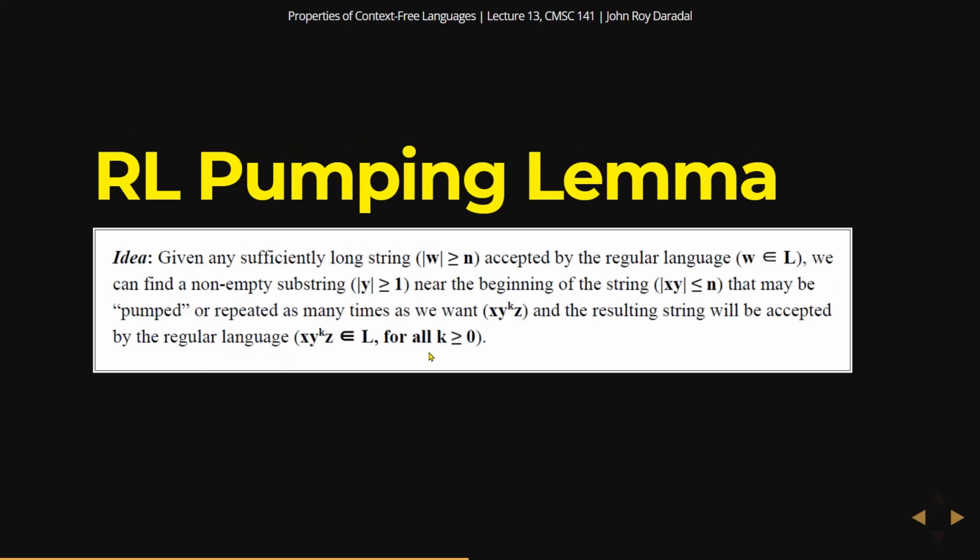Okay? And the explanation for that was, if you're given any sufficiently long string accepted by the regular language, we can find a non-empty substring, which is y, near the beginning of the string that may be pumped or repeated as many times as we want, and the resulting string will still be accepted by the regular language, right? So that was the idea for the regular language pumping lemma. We pumped one substring, which was y, and by doing so, the resulting string will still be part of the language.